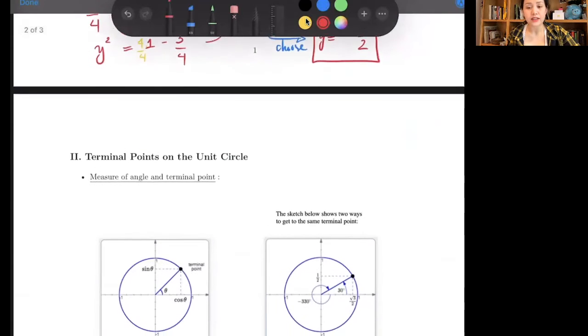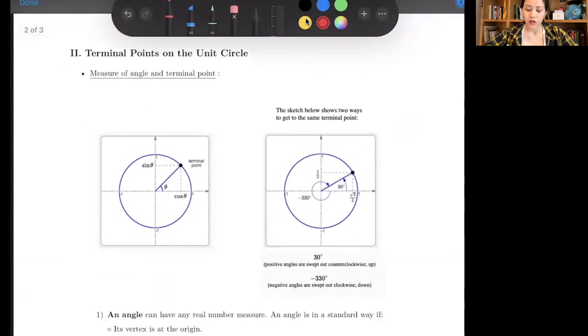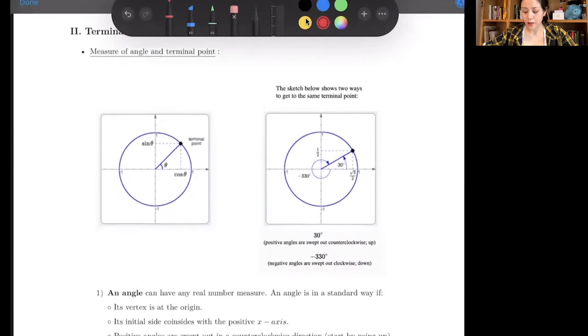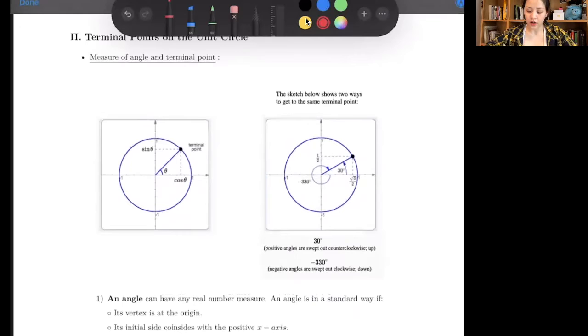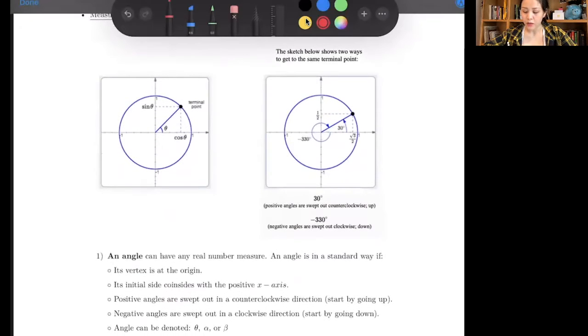Okay. Terminal points on the unit circle. Given a unit circle, I want you to know some terminology before we jump into finding angles and terminal points. On the unit circle, an angle can be measured by any real number.